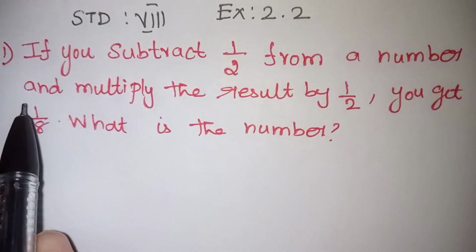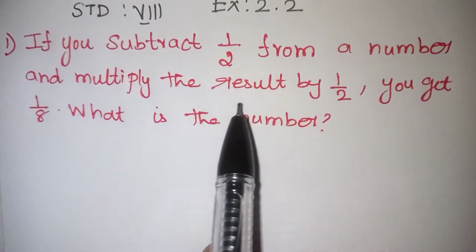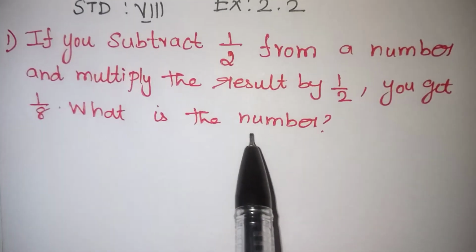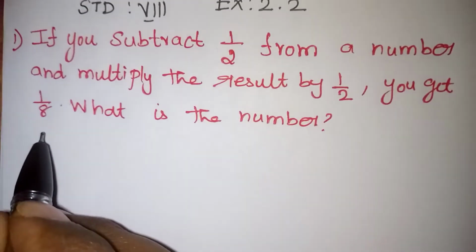Our first question is, if you subtract 1 by 2 from a number and multiply the result by 1 by 2, you get 1 by 8. What is the number is the question. So 1 by 2 is subtracted from a number, that number we don't know. So let us assume the number is x.